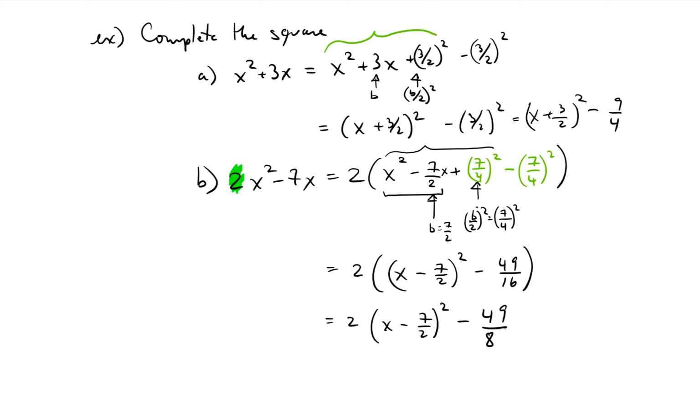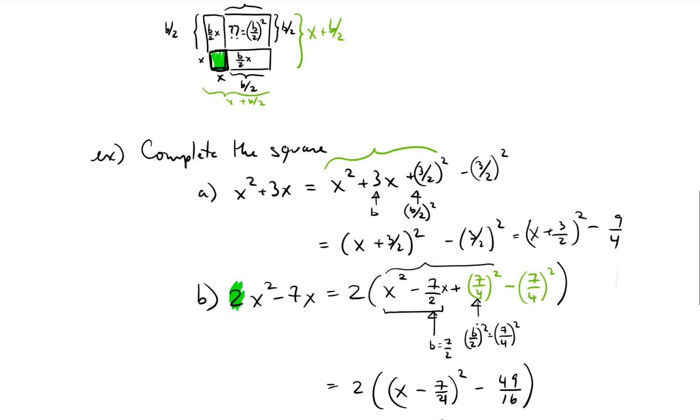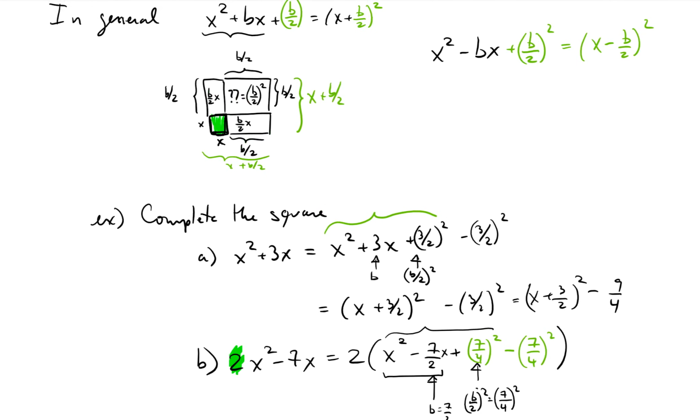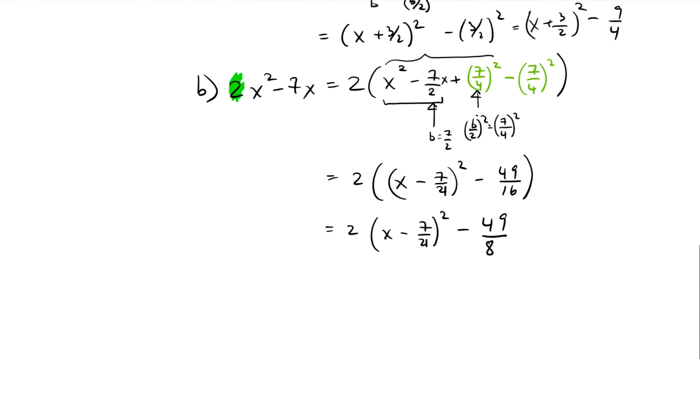Oh, just realized I made a small mistake. This is a 7/4 here, right? It's b over 2 that you want to have here. So let me backtrack. See, it's b over 2. If it's b over 2 squared, it's b over 2 you want to have here. Okay, so we're good, but everything else is okay.